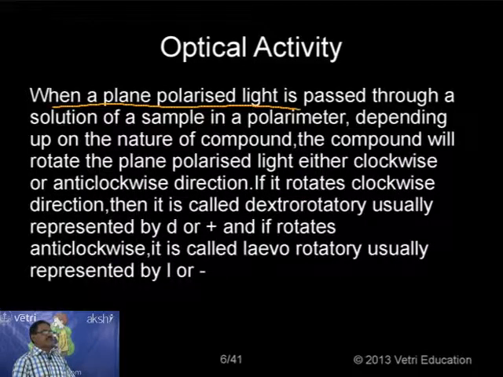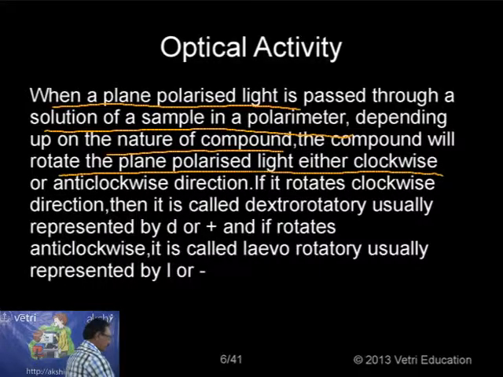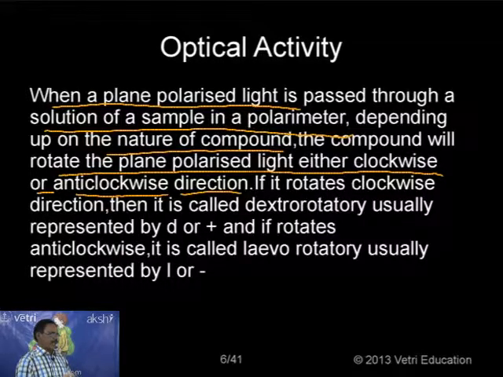When plane polarized light is passed through a solution of a sample in a polarimeter, in the instrument we have to take a solution and pass plane polarized light. Depending upon the nature of the compound, the compound will rotate the plane polarized light either clockwise or anti-clockwise. It can rotate clockwise, right side, or anti-clockwise, left side.